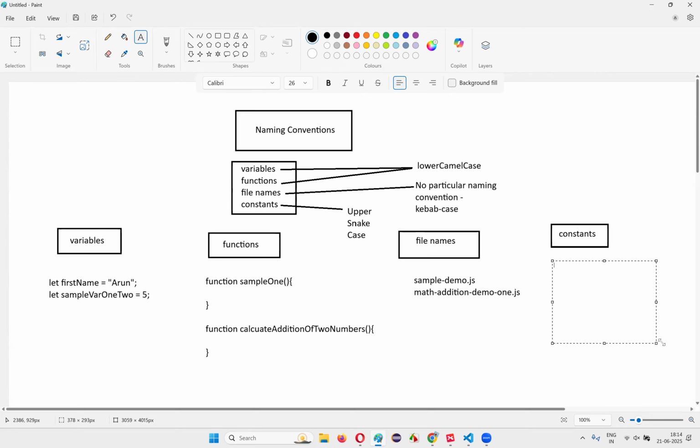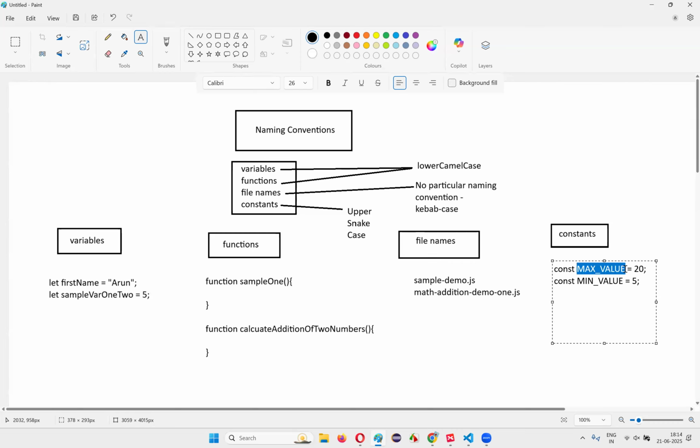Okay. So here it will be like this: const MAX_VALUE is equal to 20. Okay. const MIN_VALUE is equal to 5. Okay. Here, whenever I am creating these constants, you can see that it is in upper case.